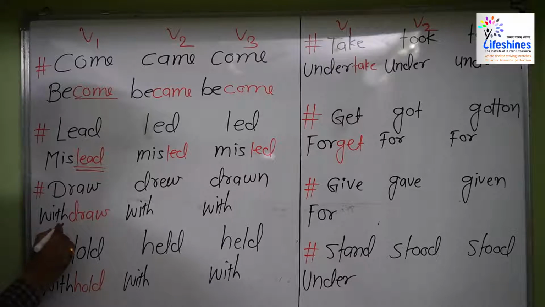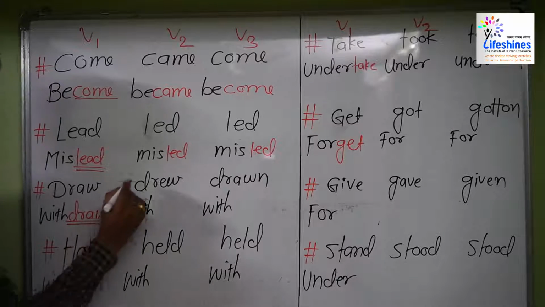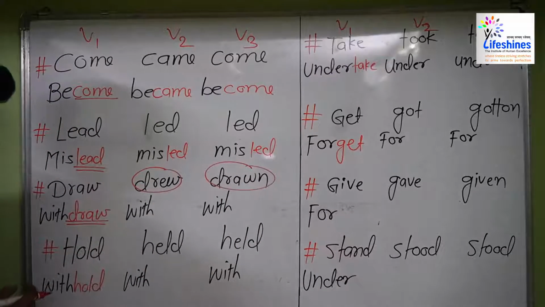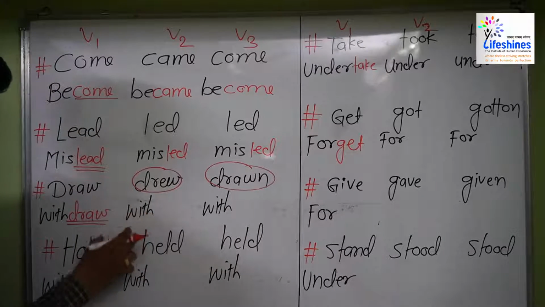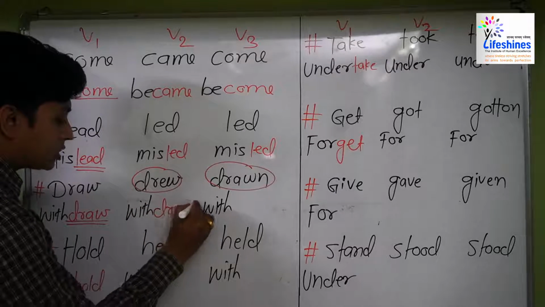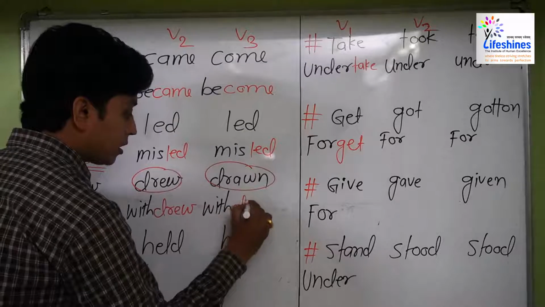The same draw, drew, drawn. Now in withdraw there is draw. If you know this second and third form, it will be very easy for all of you to form the second and third form of withdraw. So there is withdraw, withdrew, and withdrawn.